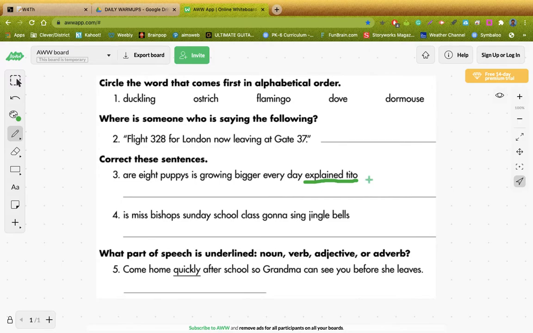Now, I want to point something out today. This is one of the rules that drives me crazy. It says explain Tito, so we know Tito has said something. Now, I will tell you, if whatever this person said ends in a period, in this case, I'm just going to show you what you got to have. Instead of putting a period when it's inside quotations, you actually put a comma. Okay, so I'm putting that comma there for you.